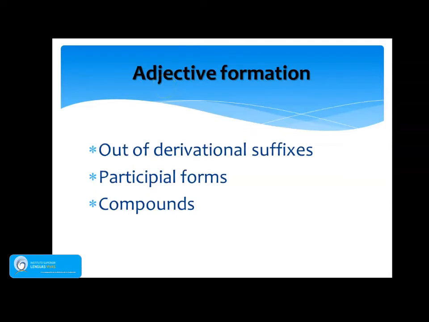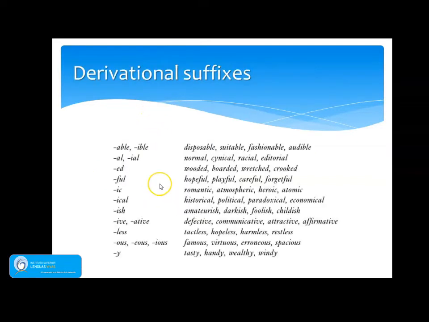Well, we're also going to deal with adjective formation in this tutorial lesson. How can we form adjectives? Well, out of derivational suffixes, participial forms, or compounds. You might be well aware by now of derivational suffixes. Just if you don't remember, derivational suffixes are these endings which change the category of the word.